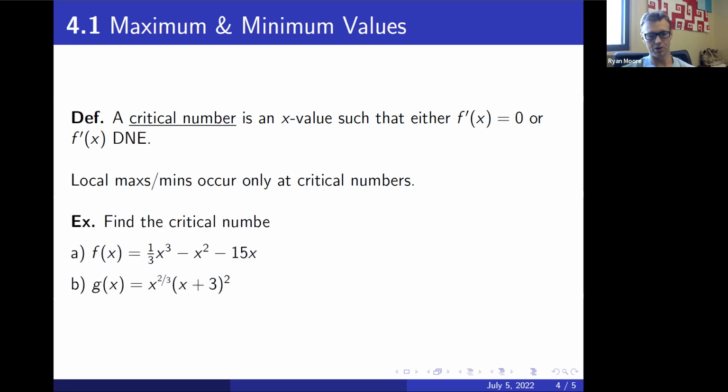All right, in the next video, we'll look at some examples. We'll look at these two functions here. Let's stop this video now and pick it up with those.